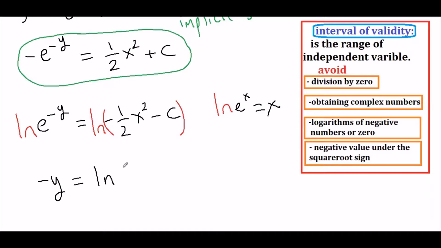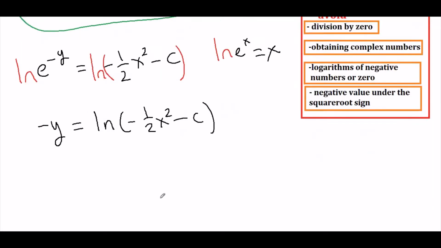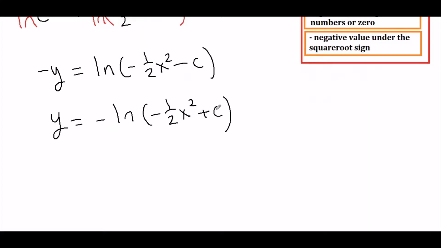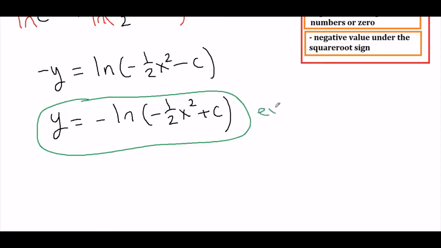So negative y equals ln of negative 1/2 x squared minus c, and now we multiply both sides by negative again, so y is equal to negative ln of negative 1/2 x squared, and we write plus c because c is the constant and we express it as plus c. Now this is our explicit solution.